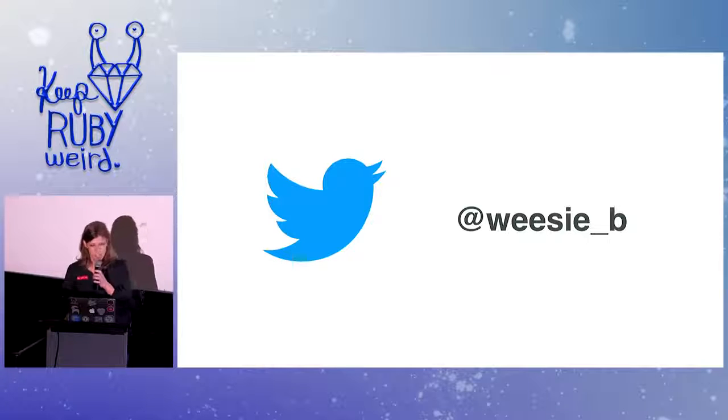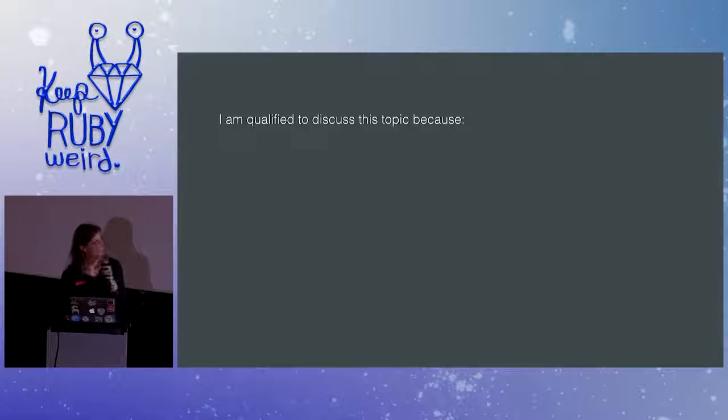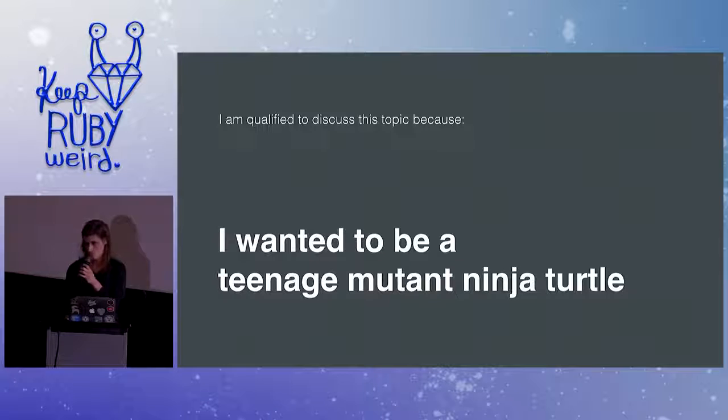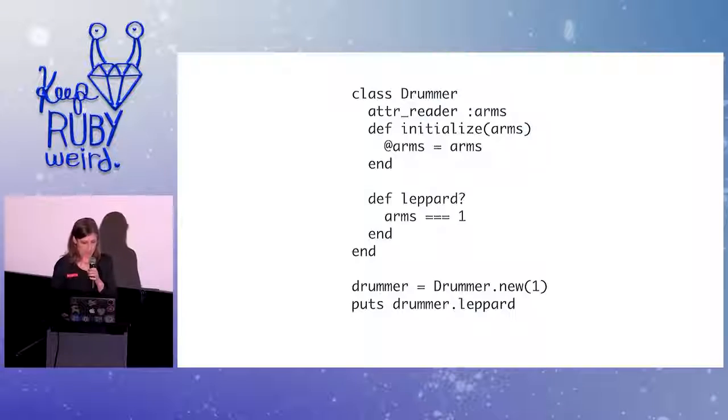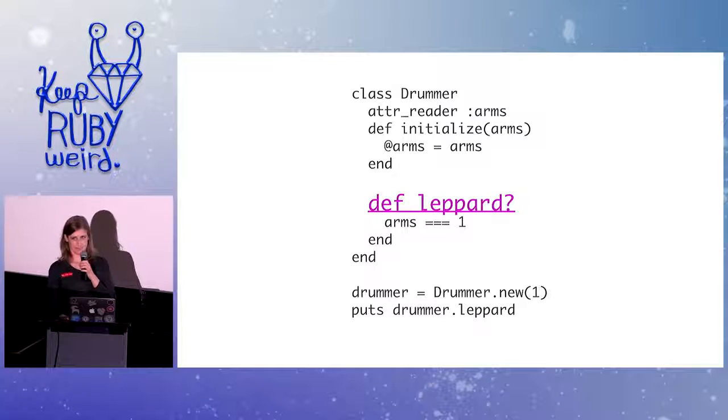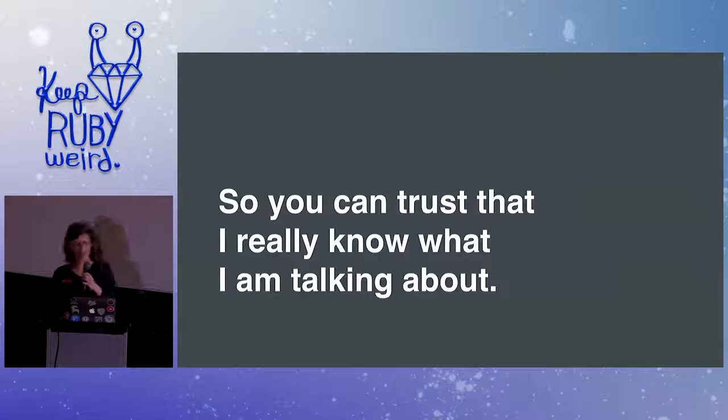And for this particular talk, I am qualified to speak about this because I wanted to be one of them. Then I realized that I was not a turtle or a ninja or a mutant or a teen, and I couldn't be, and all of these things are still true, which is very upsetting for me. I also am very good at Ruby. Yeah. So, dad joke. Okay, so that's how you know that you can trust me.